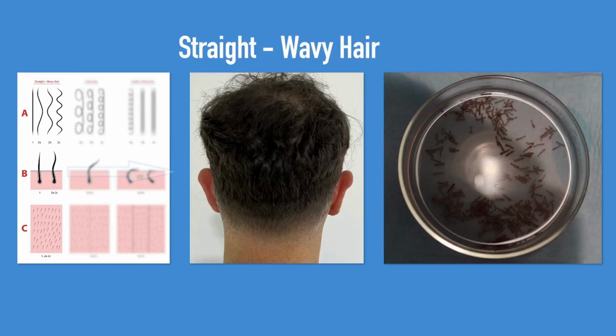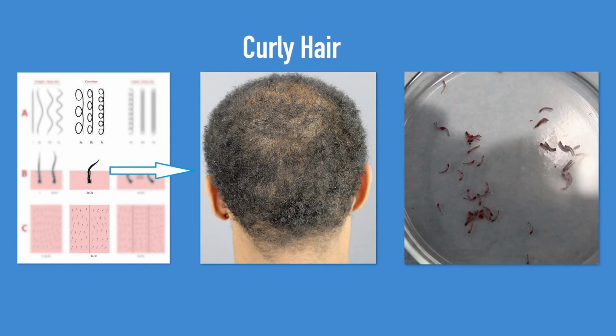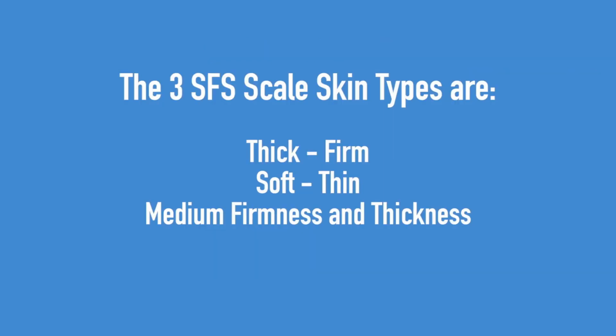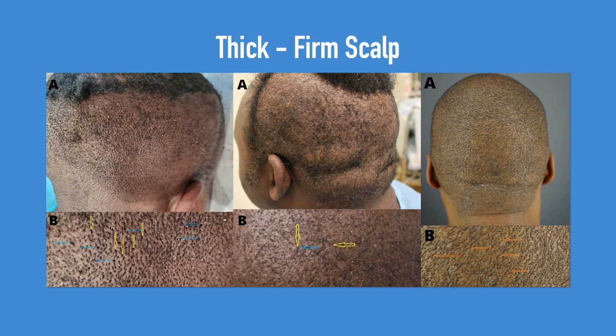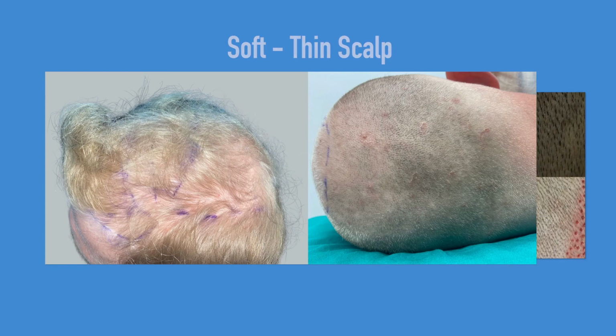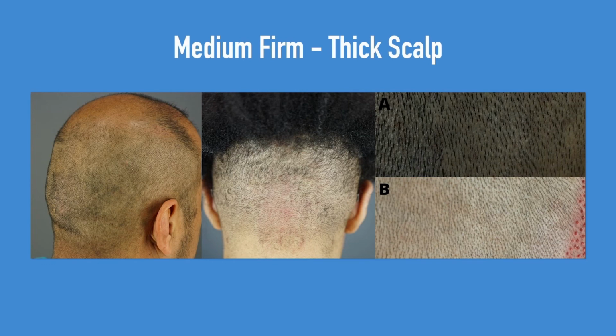Hair type is classified or broadly grouped into three subgroups. First subgroup is the straight to wavy hair type, which presents the least difficulty to FUE. Second group is the curly hair type, which presents moderate difficulty to FUE. And the last hair type is the coily or tightly curled hair, which presents the most difficulty in FUE. In regards to the skin donor character, there are three subgroups as well. Number one is the thick firm skin type, which presents the most difficulty to FUE. Soft to thin skin type, which presents some difficulty to FUE, and the average or medium thickness firmness skin type, which presents the least difficulty to FUE.